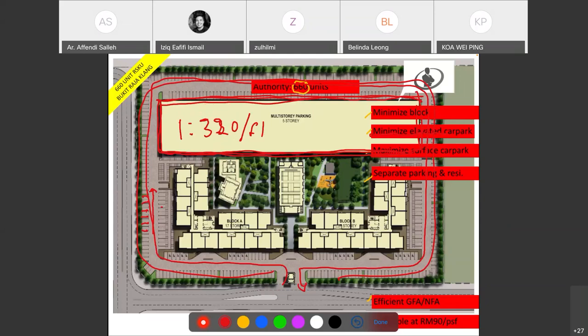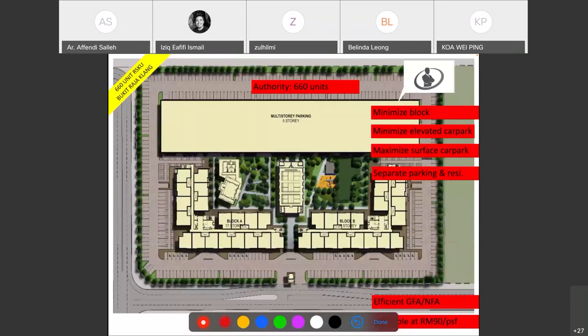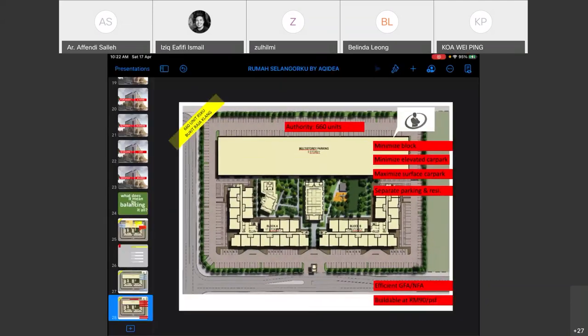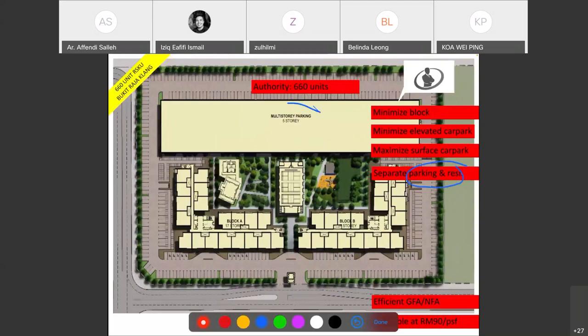Now, the second request from the developer is to separate car park and residential. Meaning this block and this block must be totally separated. The reason is for the purpose of stage billing.